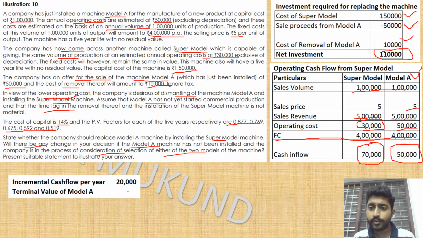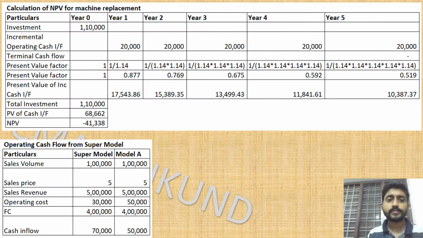So here, if you take model A out of your company and bring in the super model, you will get an additional cash inflow of 20,000. So 50,000 is the normal cash inflow. Against this 50,000, we are going to get 70,000, which means an incremental cash flow of 20,000. Yes. So now we will go for calculating the net present value.